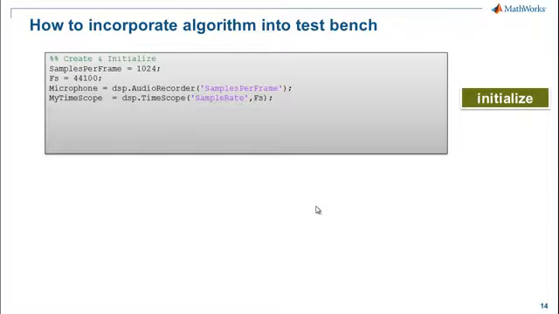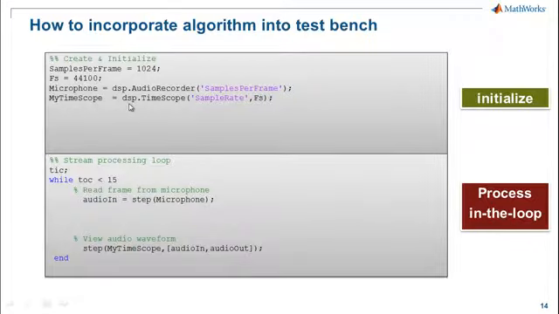In this example, we created a microphone component, a system object, by calling DSP audio recorder, and a time scope by calling DSP.timescope. And we do the stream processing loop, our process in a loop, or MATLAB in a loop. In this while loop, we capture one frame at a time by calling the step function of the microphone system object, and we will be displaying the result on a time scope by calling step my time scope.